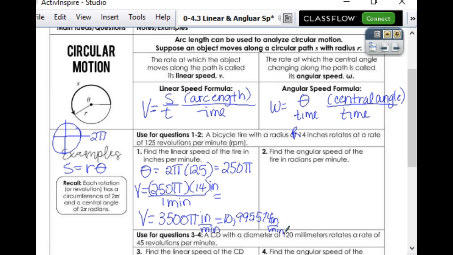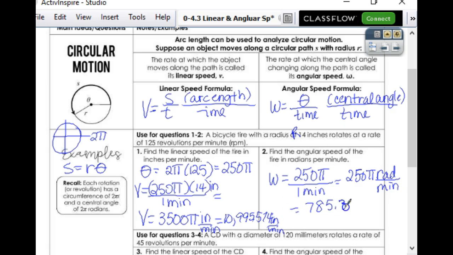So the next one says find the angular speed of the same tire. The angular speed is the theta over time. Well, we already found theta, didn't we? It's 250 pi. So I'm going to have 250 pi over 1 minute, which is going to give me 250 pi radians per minute. So that is my exact answer. And if you type that in your calculator and make it into a decimal, you should get 785.398 radians per minute.